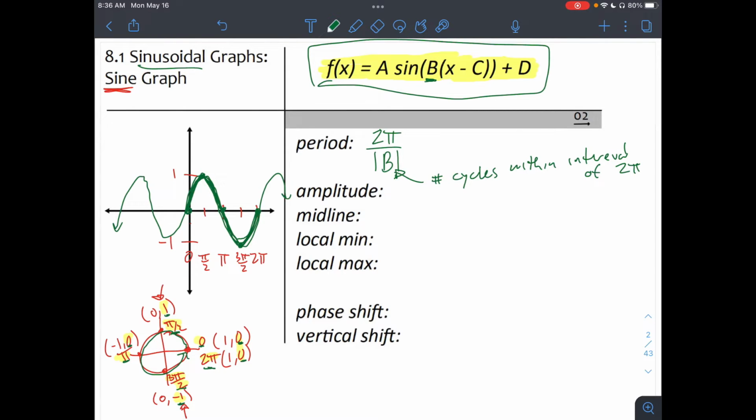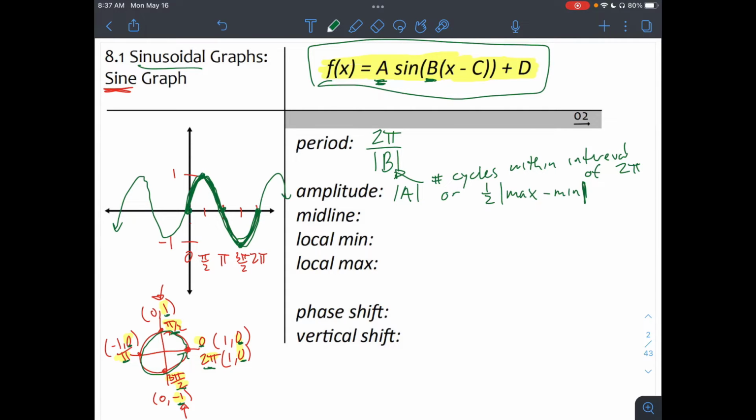The amplitude is given by the absolute value of a, this multiplier in front of our function, or you could also think of it as being the average of your max and min. So if we took the maximum value minus the minimum value, the distance between those, and took 1/2 of that distance, then you would get your amplitude.